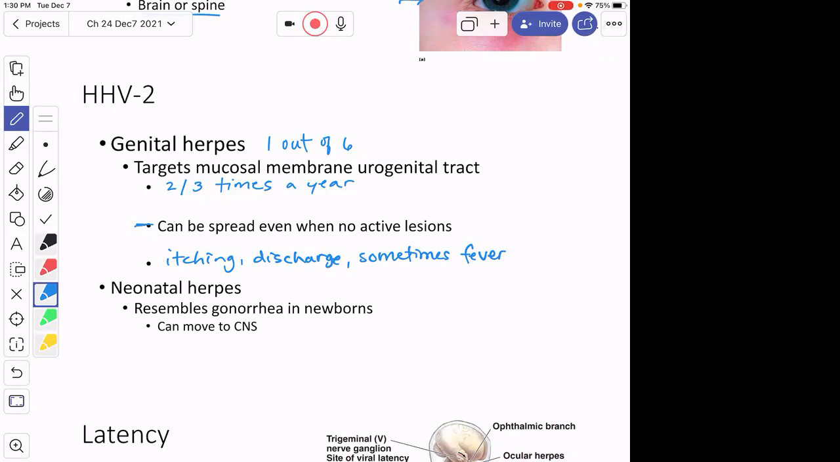Just like gonorrhea, we have to be very careful to try not to infect babies born to infected mothers. So if the mother is having an outbreak at the time of delivery, they will usually deliver the baby by C-section rather than vaginally. The babies most often would get an infection of the eyes that kind of resembles the gonorrhea infection in the eyes, but it has the potential to move to the central nervous system of the baby and be very, very serious. So again, try to avoid that by delivering by C-section.